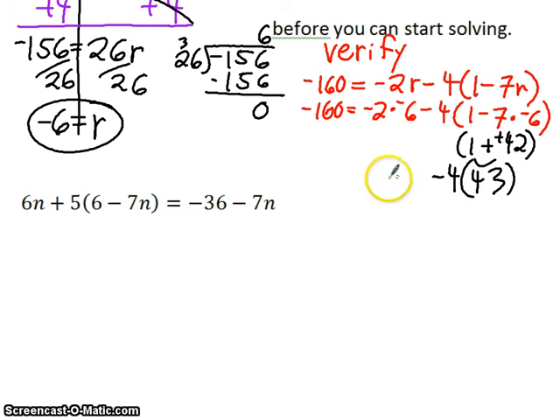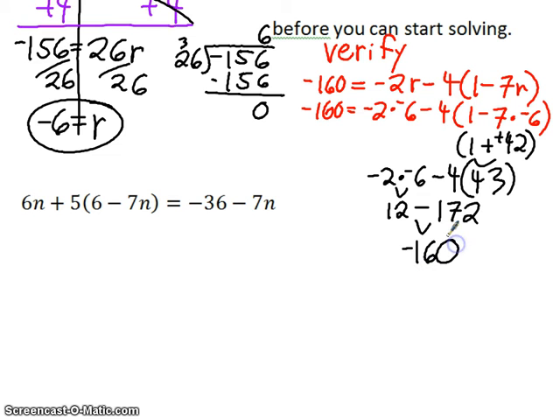And I'll just bring the rest of this stuff down. Minus the 4, -2 times the -6. I'll do this multiplication first. I get 12 minus, I do this multiplication, 4 times 43 is 172. And then I do 12, take away 172 is -160, which is what it's supposed to equal. So I'm correct. R is -6. So that's the first section of notes.